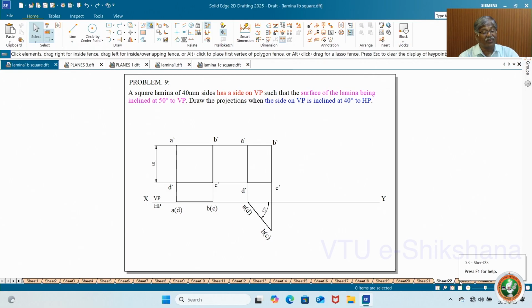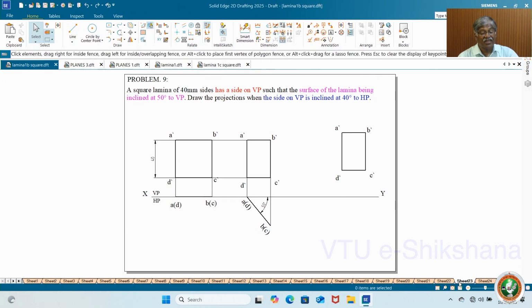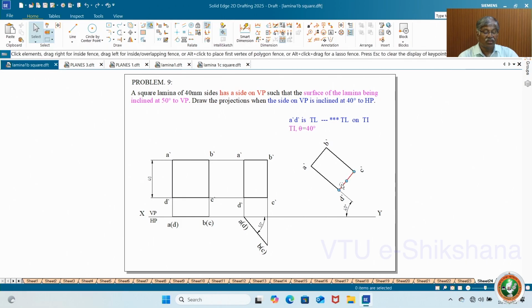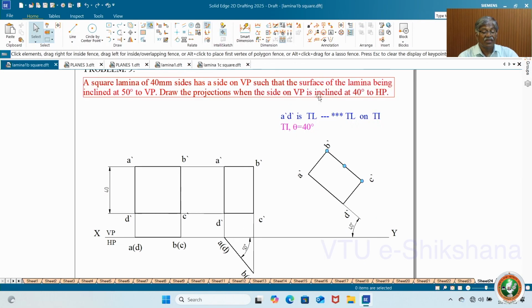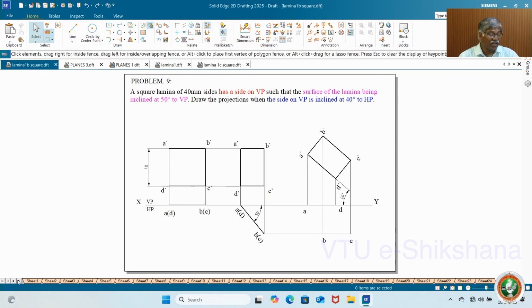We have given the inclination to the VP, so the surface inclination is over. Then the edge on which it rests, the edge on VP, is inclined at some degree. So you have to move and rotate. If you move and rotate, you definitely get AD inclined at 40 degrees to HP. This is what is given: the side on VP is inclined at 40 degrees to HP. The side on VP is AD. See, this one is AD. This is inclined 40 degrees to HP. You will get that in the final figure clearly.